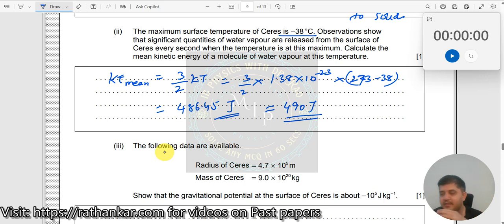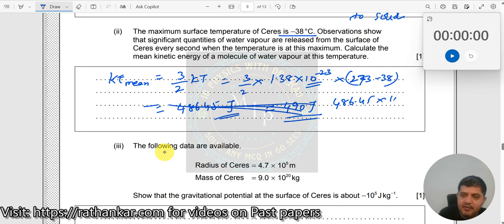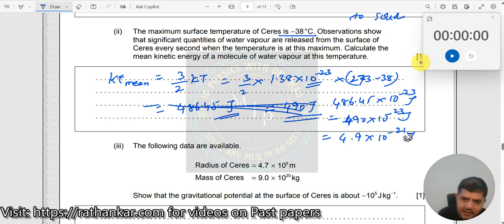Okay, then did I miss anything? Maybe I missed something over here: 10 power minus 23 we missed. This is not 490, I'm sorry. This should be 486.45 into 10 power minus 23 joules, which should be equal to 490 into 10 power minus 23 joules. Make this correction. If you write this for 1 mark, right? I can write like this: 4.9 into 10 to the power of minus 21 joules.